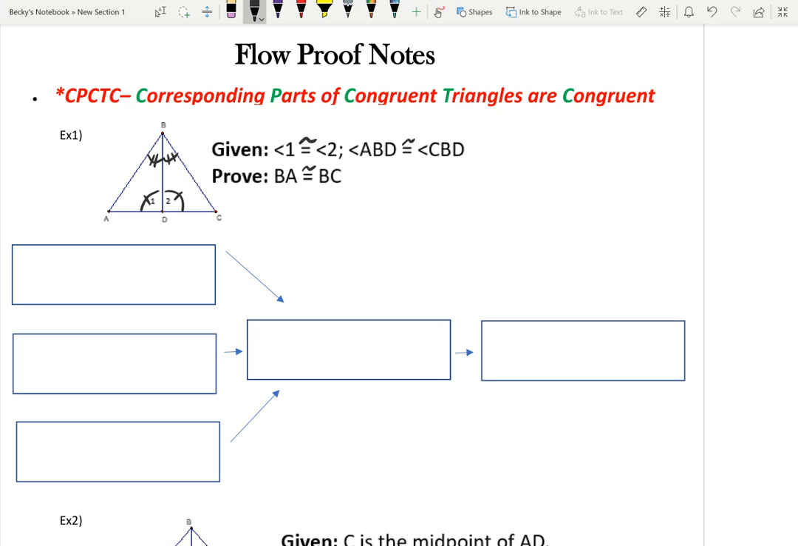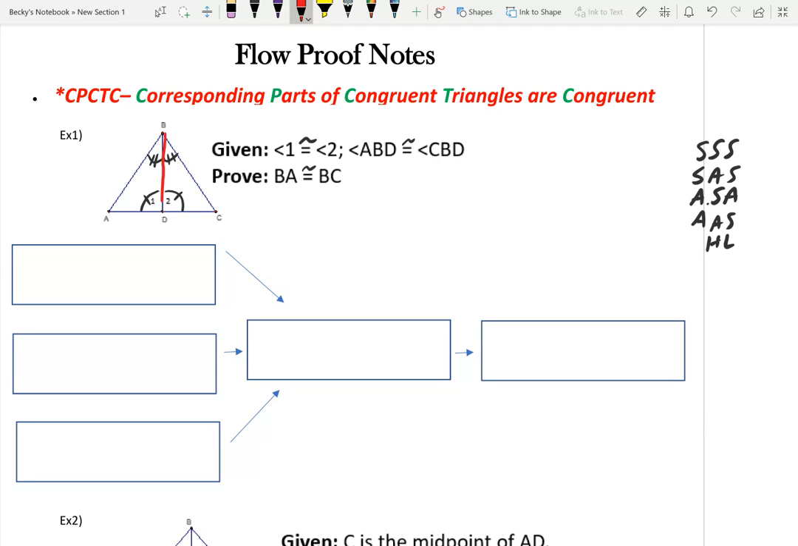Now, I need 3 things to prove triangles congruent. Let's review. You need side, side, side, side, angle, side, angle, angle, side, or HL. Now, currently, we only have 2 pieces of information. We need 3. 2 sides and an angle, or so on. Now, there is a piece of information here that's kind of hidden, but it's there.